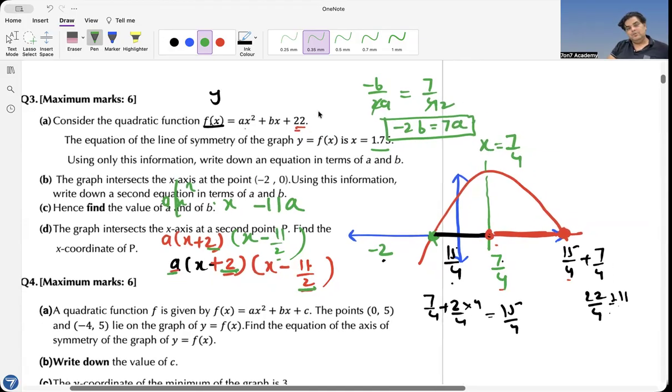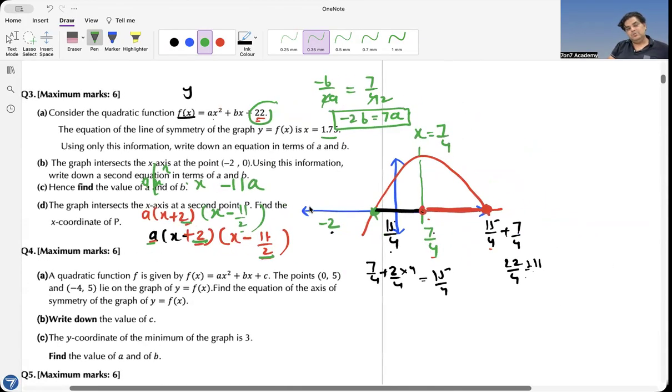So this into this would give the constant. What value is that constant? 22. So a has to be what? Minus 2. Agree? And you have the a, b relation. A is minus 2, so minus 2 b is equal to 7 into minus 2, so minus 14. So b is equal to 7. Understand?